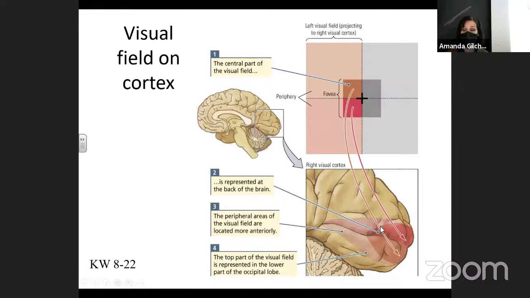But here's what's really critical. We basically have a retinotopic map on the back of our cortex. But what's especially critical here is that a very sizable portion of our fovea is represented on our cortex. So we actually have what is called cortical magnification. More of our cortex is devoted to the fovea than to the periphery. So we have a retinotopic map of visual space on our primary visual cortex.